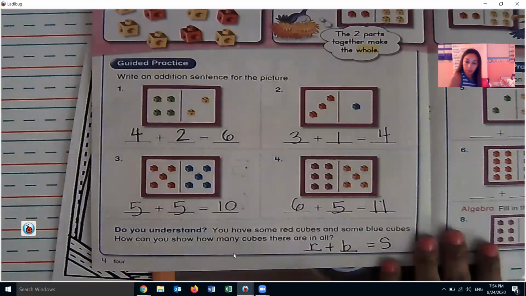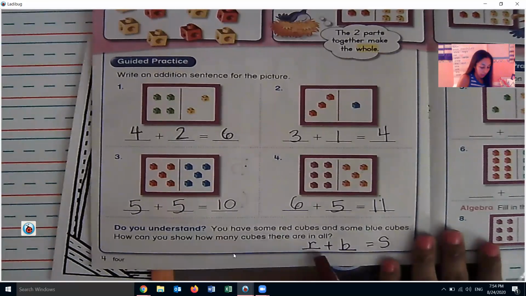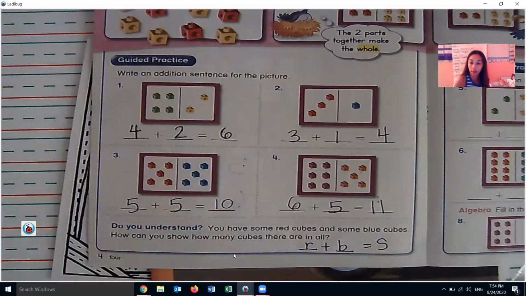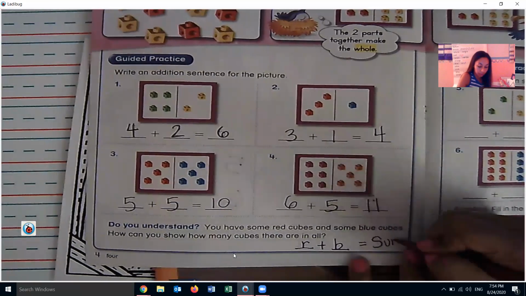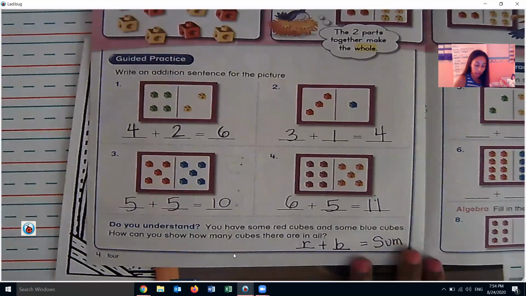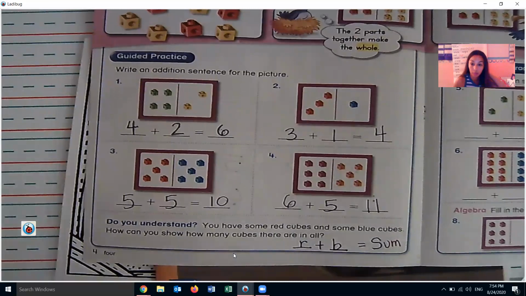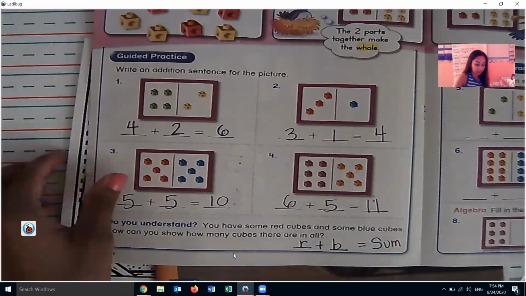And this here I'll explain because it looks a little funny when you just look at what are these letters. You have some red cubes, so I did R, and some blue cubes, that's B, blue. So red plus blue equals, how can you show how many in all? If I want an all, that tells me I want the sum. I want the addition of those 2 numbers. So the S stands for sum. That was a symbol for sum. So I'll write sum there. So we have red plus blue equals sum. That's how I would figure it out if I actually had the number of red and blue cubes.